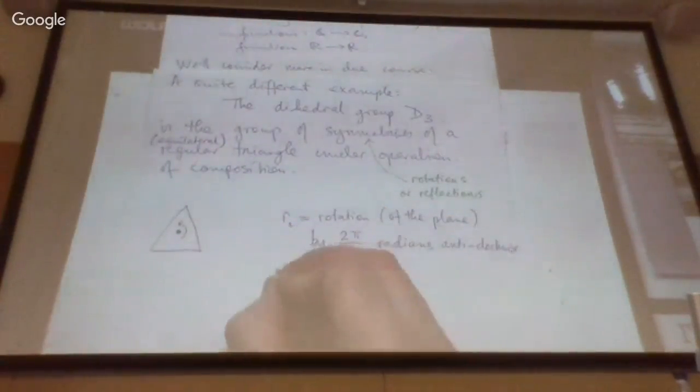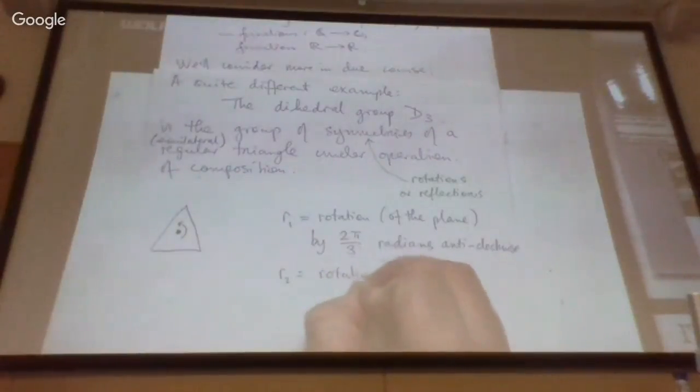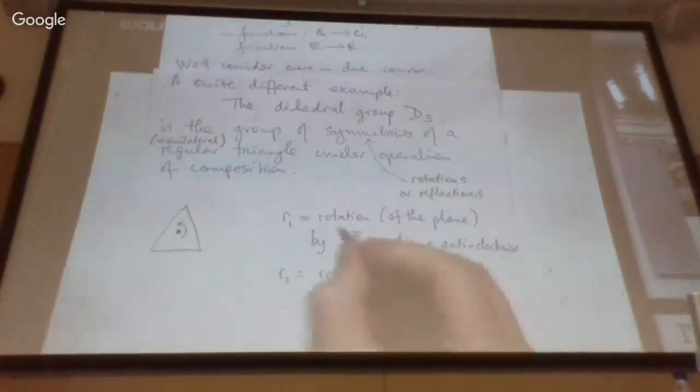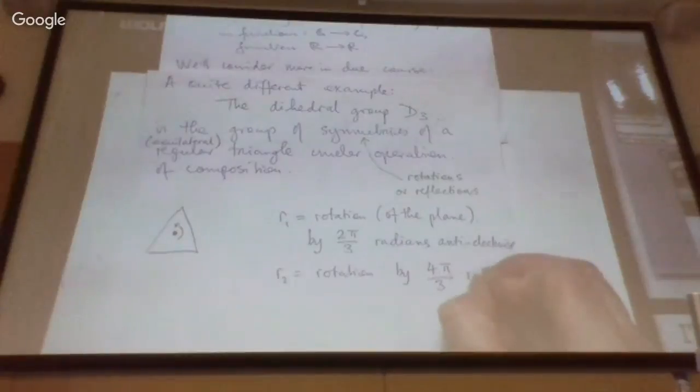Let's call that R1, or you could have R2, which is rotation by 2 of those, 4 pi over 3 radians.